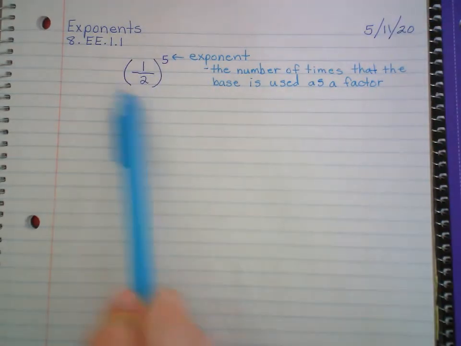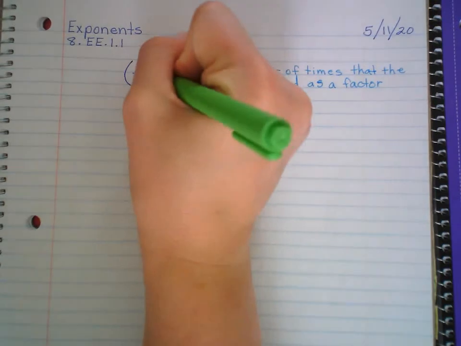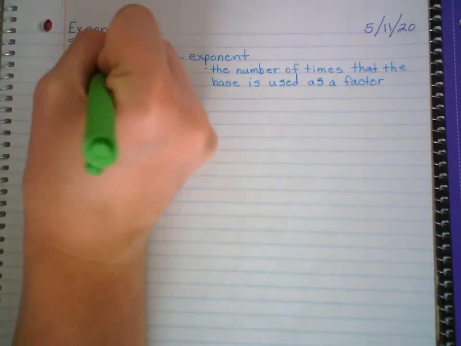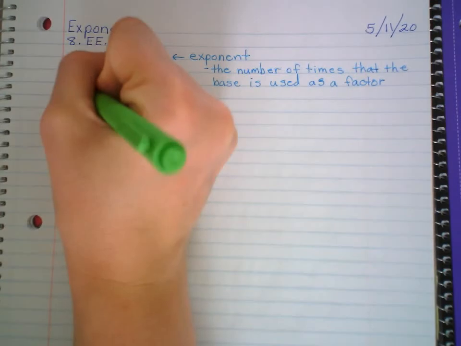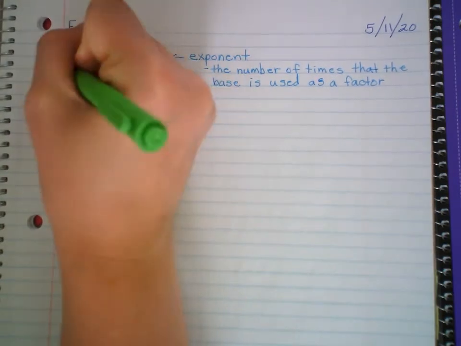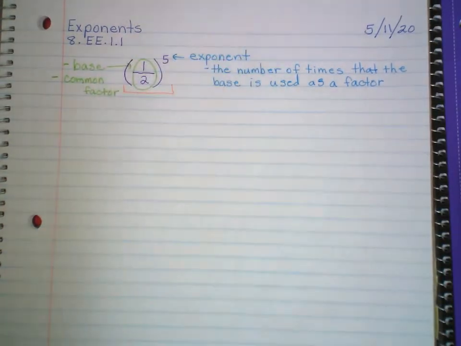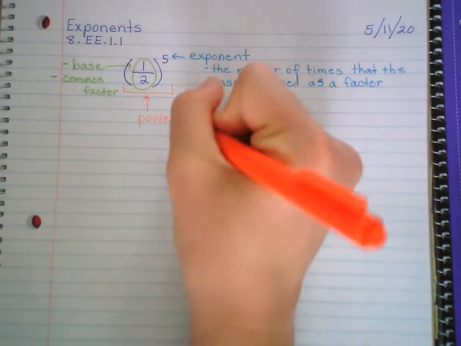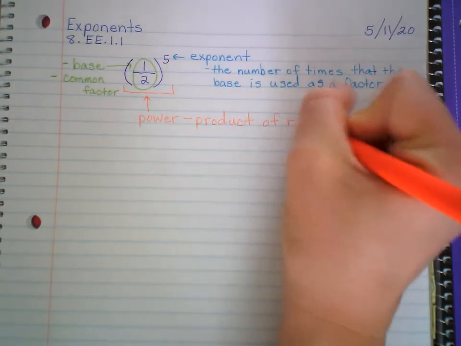So we are going to multiply 1/2 by itself 5 times. 1/2, I'll just circle it. 1/2 is obviously called the base, or you can also call it the common factor. So base or common factor. And then this term as a whole thing, 1/2 to the fifth, that is called power, which is just the product. And we know product means multiply. So product of repeated factors.